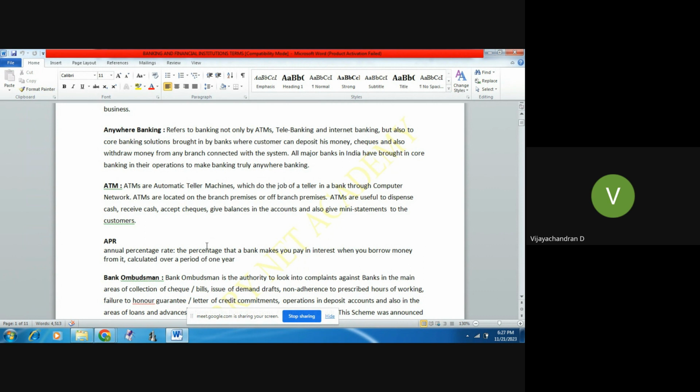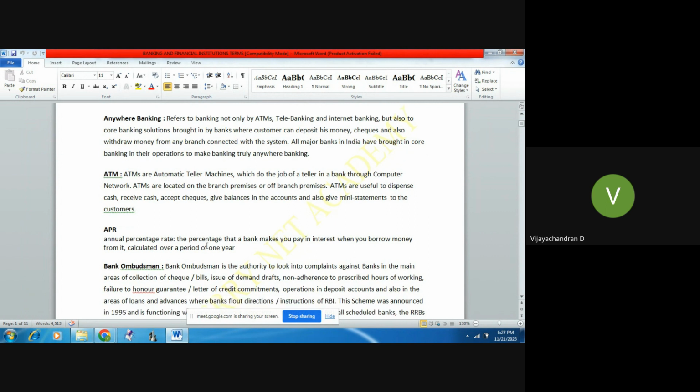What is APR? APR refers to annual percentage rate. It is the rate at which the bank gives interest. If you deposit money in the form of a fixed deposit or a recurring deposit, the annual percentage interest rate given by the bank will be shown by APR.